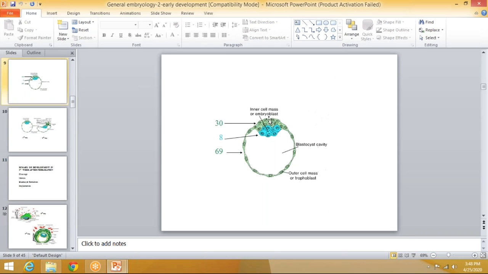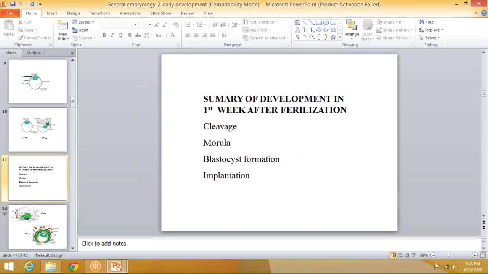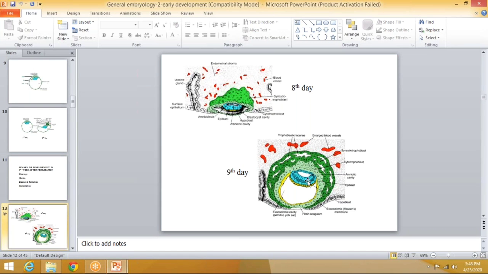Now the differentiation takes place in the inner cell mass. The cells arrange in two layers. Look, here the inner cell mass is differentiating into two layers. In the upper layer, the cells become columnar. In the lower layer, the cells become cuboidal. The upper columnar cells will form ectoderm. The lower cells will form endoderm. This is the epiblast. This is the hypoblast. The lower endodermal cells, this whole is the primitive yolk sac.